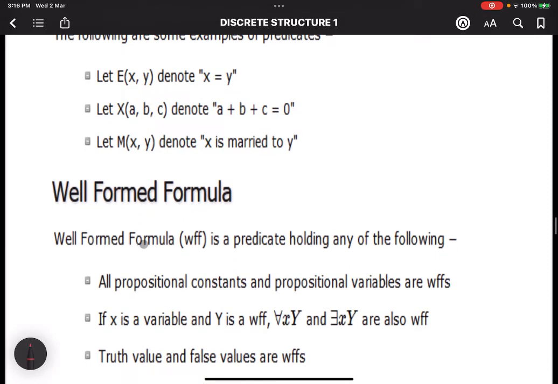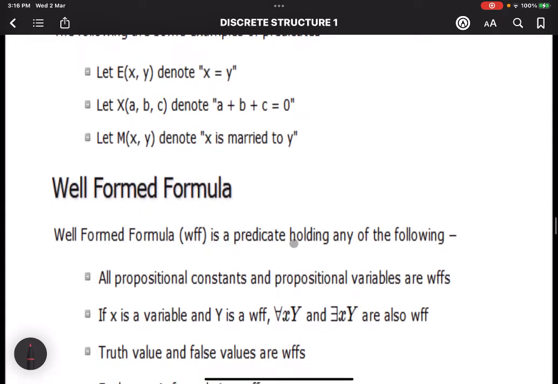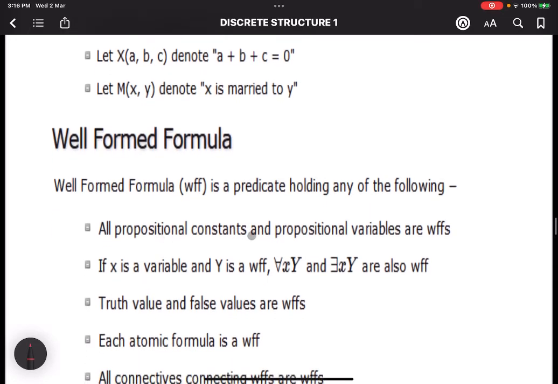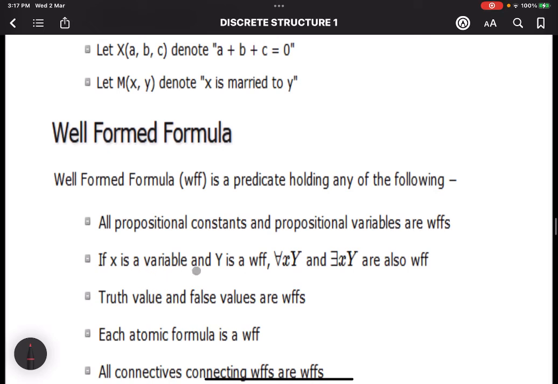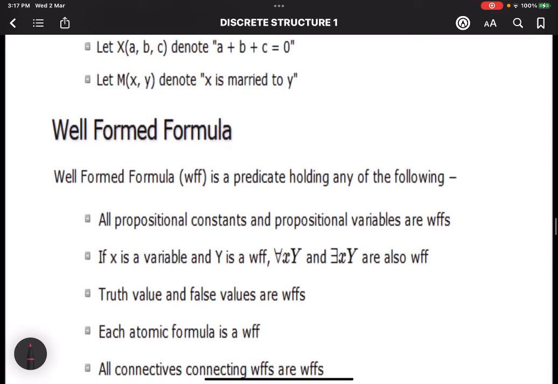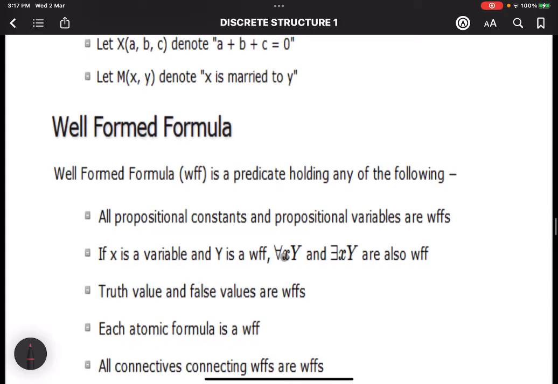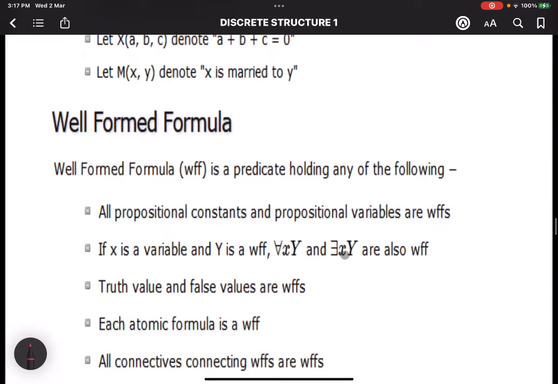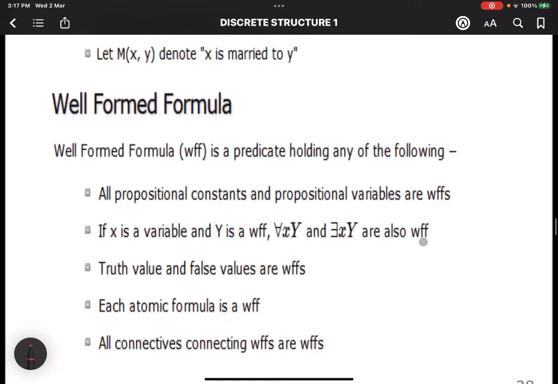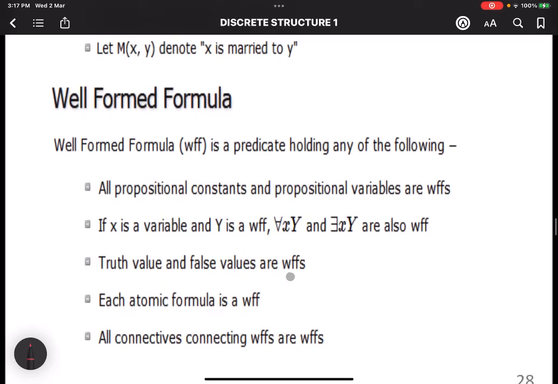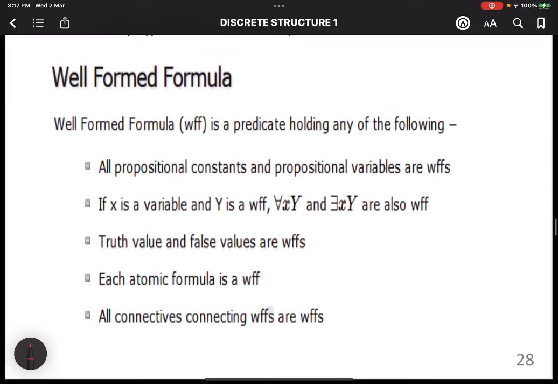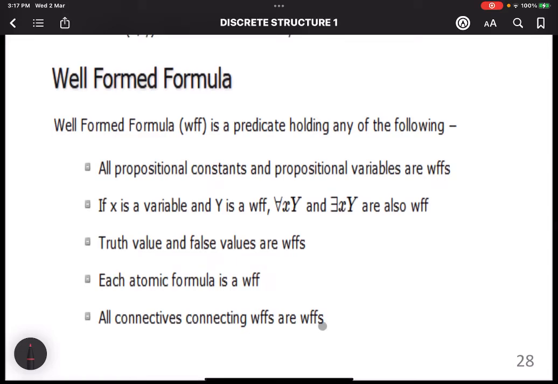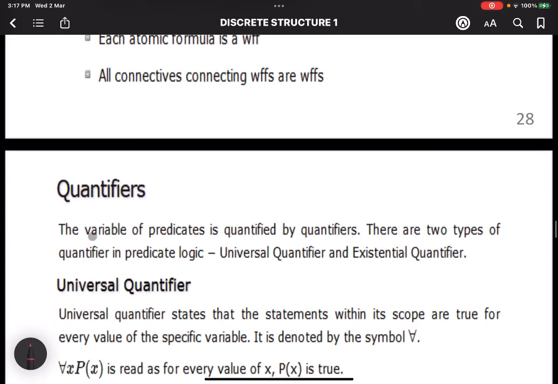A well-formed formula, or WFF, is a predicate holding any of the following. All proposition constants and proposition variables are well-formed formulas. If x is a variable and y is a WFF, then for every value of x in y and for some value of x in y are also WFFs. Truth values and false values are well-formed formulas, an atomic formula is a well-formed formula, and all connectives connecting well-formed formulas are all well-formed formulas.